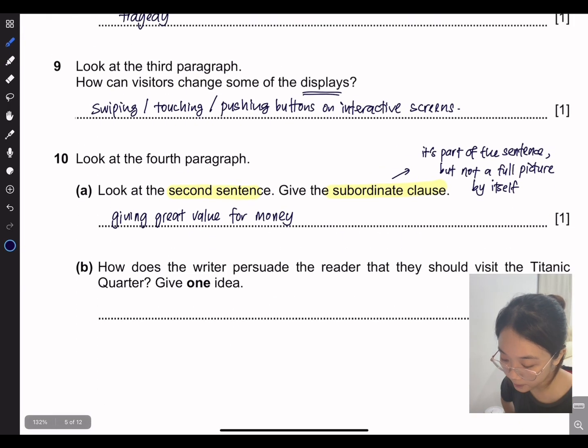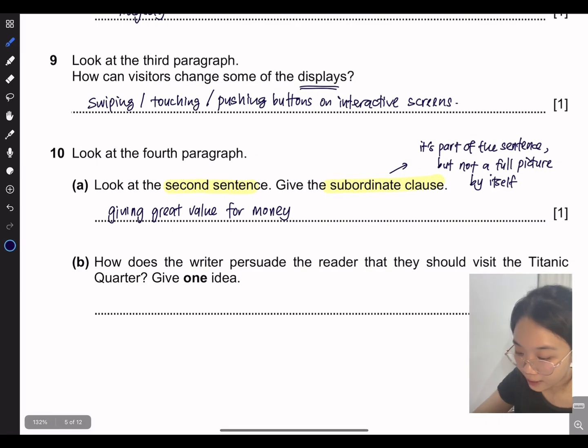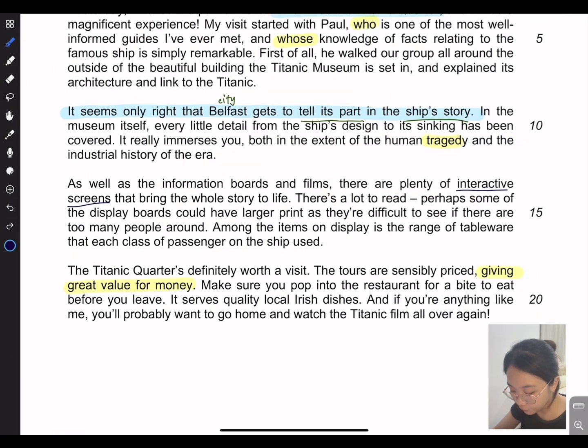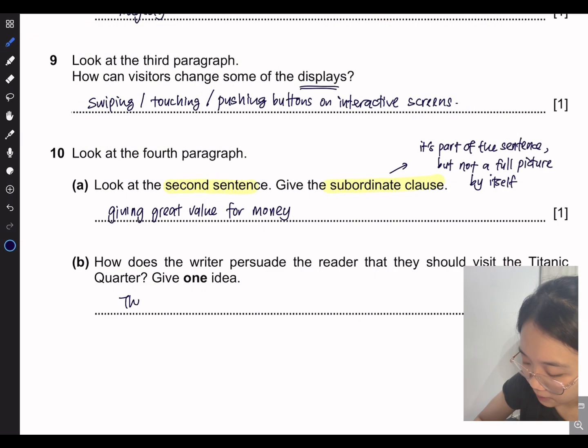How does the writer persuade the reader that they should visit the Titanic Quarter? Give one idea. So based on the final paragraph, you can tell that there are many ideas that you can actually write, but you just have to write one. So one of them is the Titanic Quarter is definitely worth a visit. You can even write the tours are sensibly priced, or it gives great value for money. And there's one last point, the restaurant serves good quality food. But of course you just have to write one.